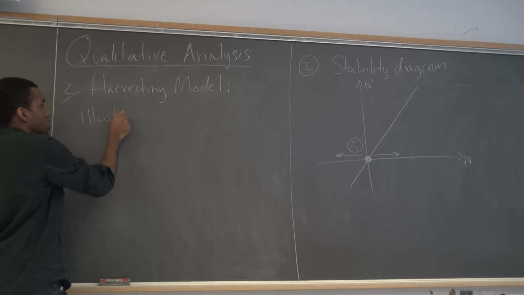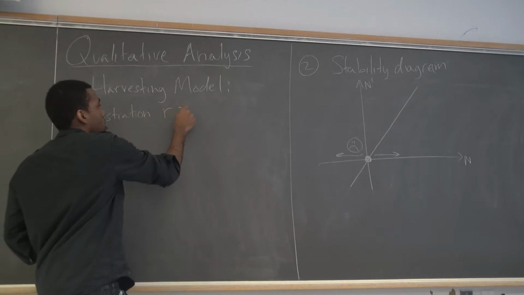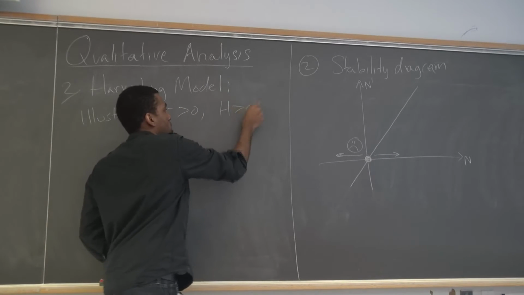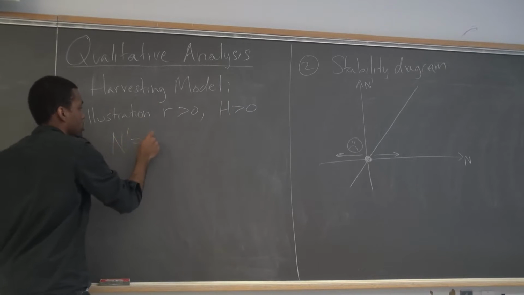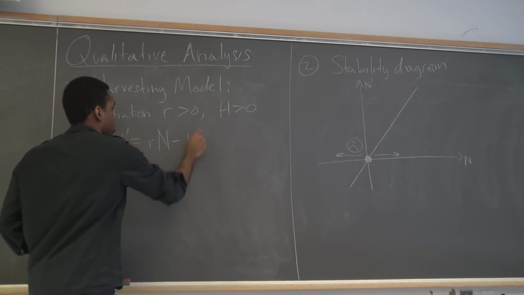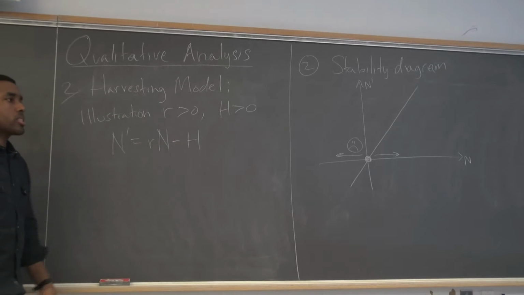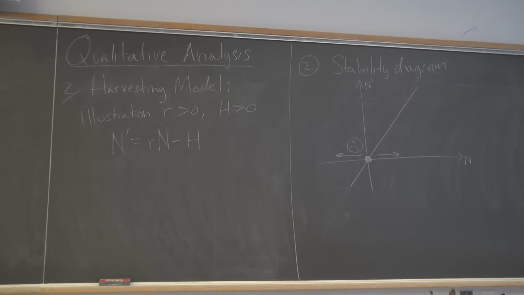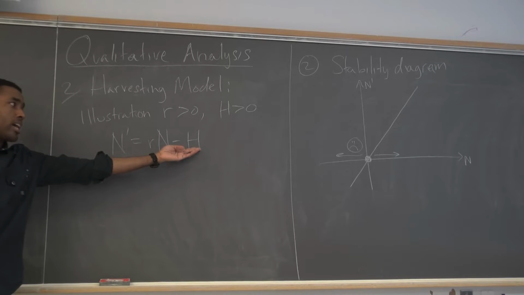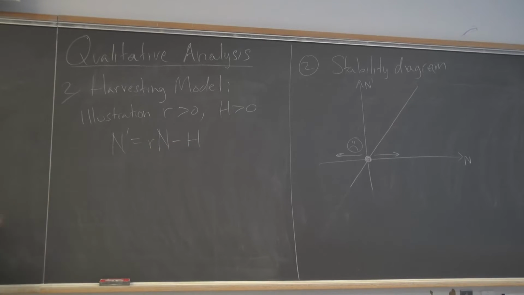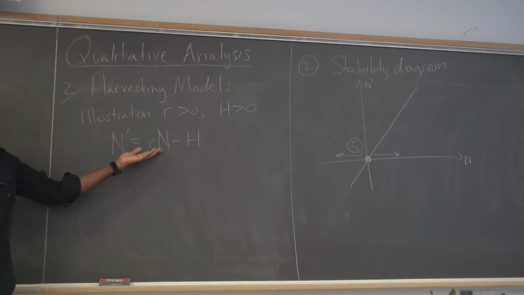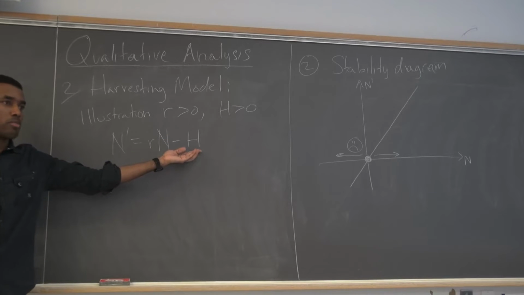Let's do an illustration where, again, the population is growing, R is greater than 0, and let's assume H is greater than 0, meaning I'm actually taking away something from the population. So a population is growing, but a predictable number of members are dying every year or every so often. You can have a population of an endangered species, and they're endangered because people are hunting a certain number of them. You could use this model.